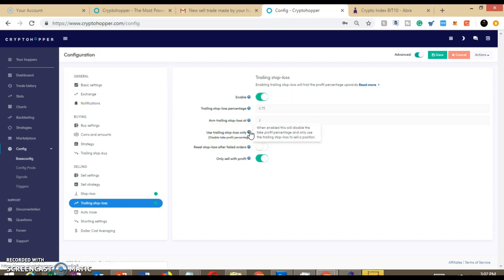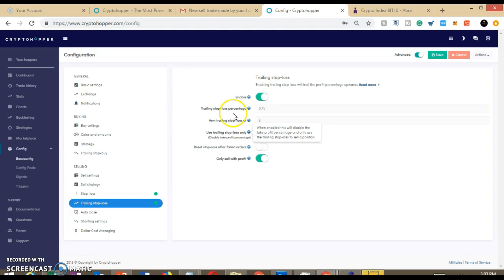Let's see what this says. When enabled, this will disable the take profit percentage and only use the trailing stop loss. So again, on the last screen I showed you, I had it set at 5%. So I could just take the signals, and then when I reach 5%, then it would automatically sell, or I can do the trailing stop loss, which will ride the percentage up a little bit further.